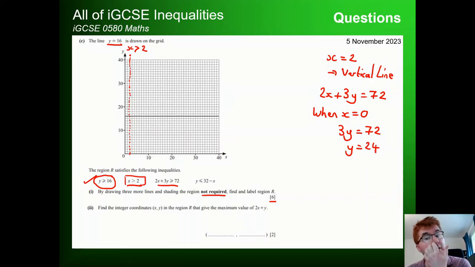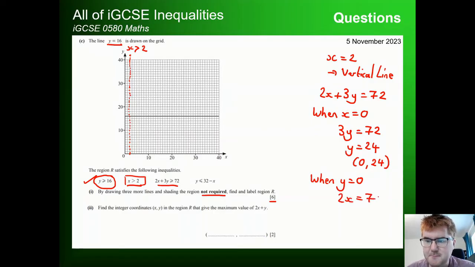So we know on this equation that there will be a point (0, 24). So that's useful to know. And now we're going to work the other way around. So when y is equal to 0, then we just consider when we've got the x term only. So 2x is equal to 72. And therefore, if we use the calculator quickly, 72 divided by 2 gives you equal to 36. So then we also know that the line crosses at (36, 0).